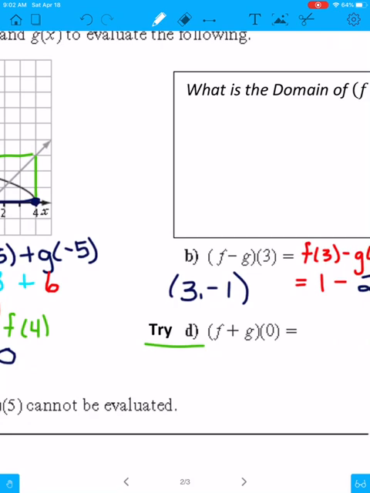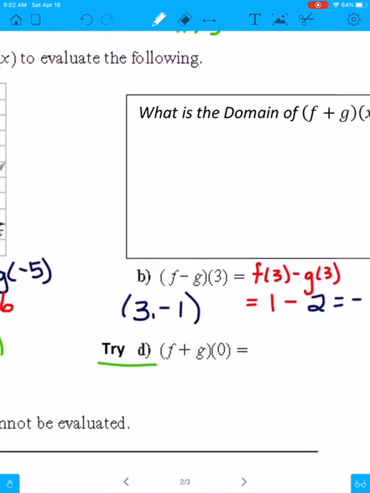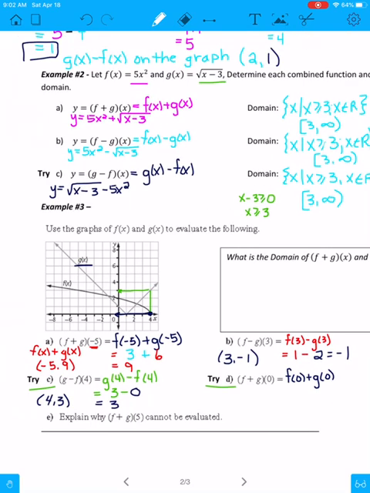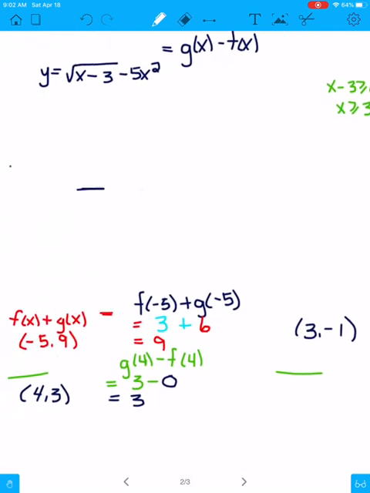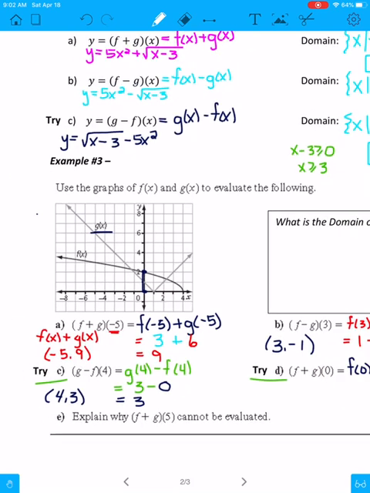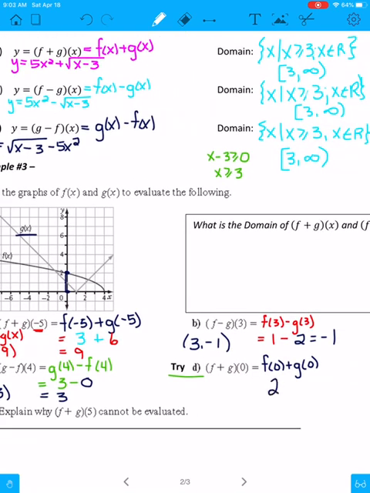Okay, I hope you tried this one too. So f plus g of 0 is just f of 0 plus g of 0. So I go to f of 0. So I'm going to go to 0 and follow it up to f. It's at 2. So f of 0 is 2 plus g of 0.